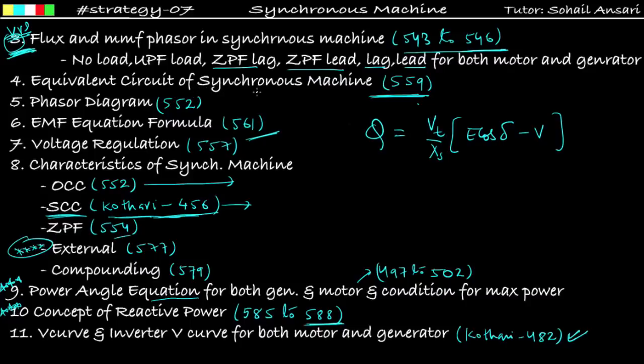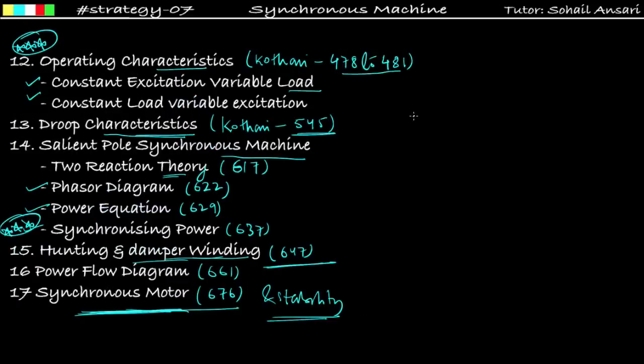Equivalent circuit of synchronous machine is very easy. Phasor diagram is easy. EMF equation is a formula, that I have already told you. The characteristics of synchronous machine are very important from the GATE point of view. Point number 3, point number 8, point number 9, and point number 10 are very important from the GATE point of view. From this page, point number 12, point number 13, and point number 14 are very important. Also you can consider point number 17, that is the concept of synchronous motor. This is very important from the GATE point of view.